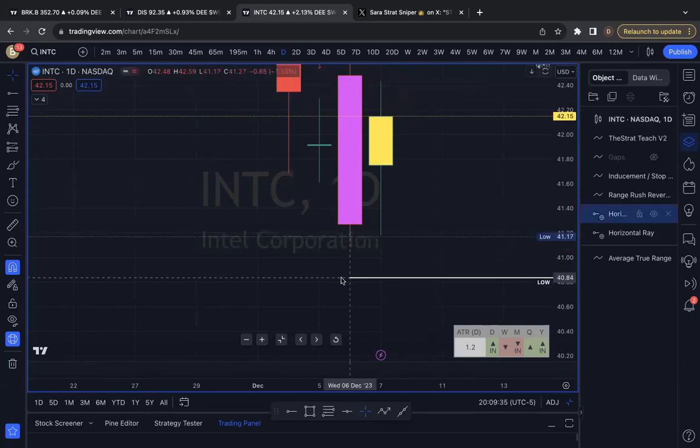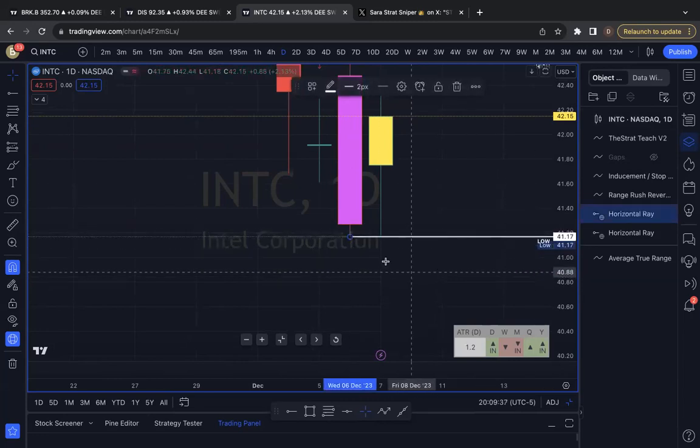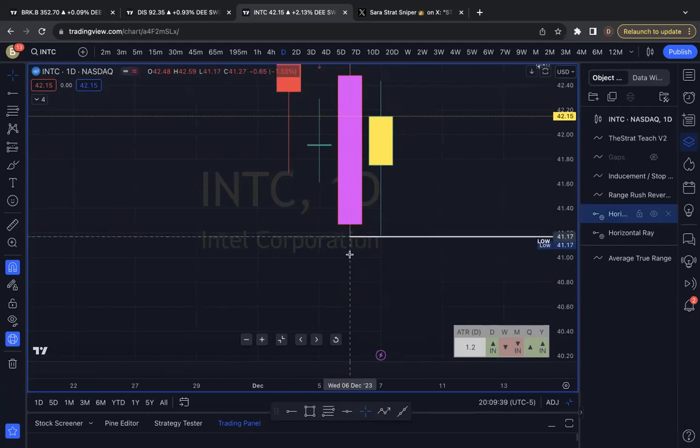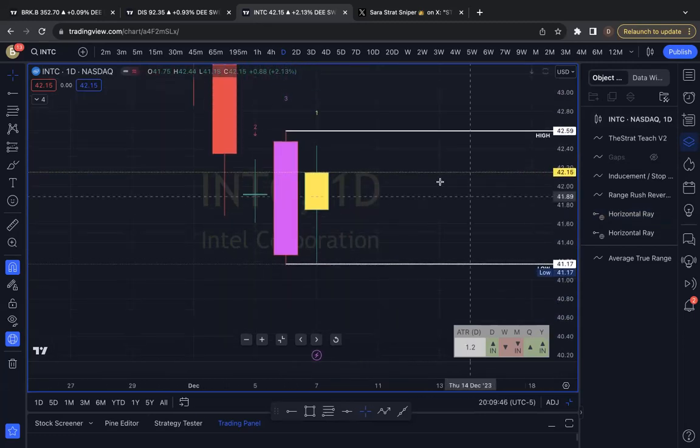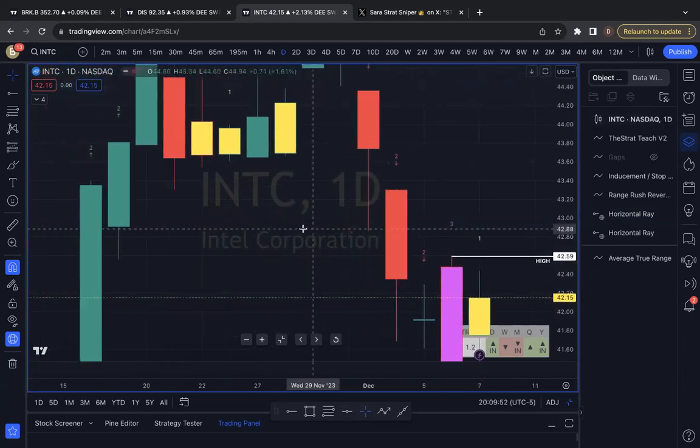And what the magnet does is it allows these tools to snap. You see how I just got close to it and it just snapped to it? It allows you to snap to it and it gives you the exact value. Okay. So that is scenario one. It stays inside the previous range. And let's find another example.